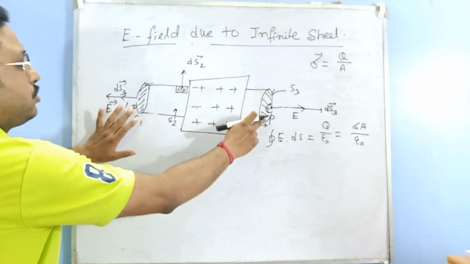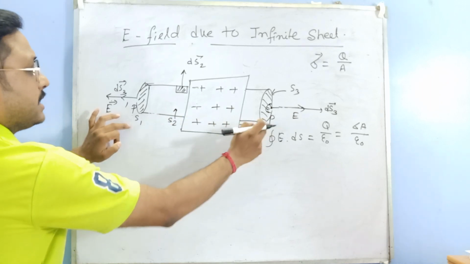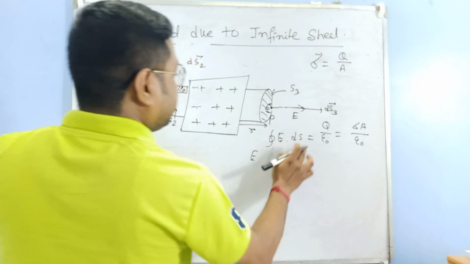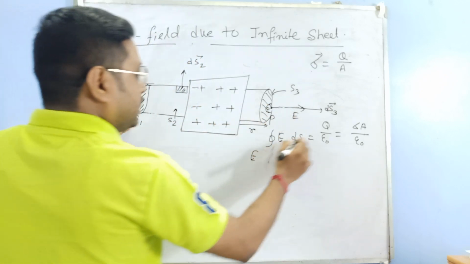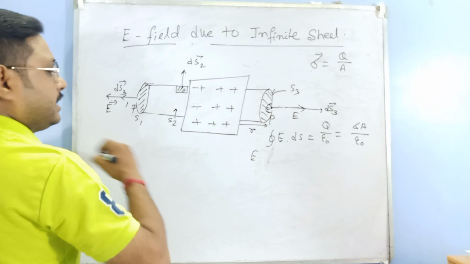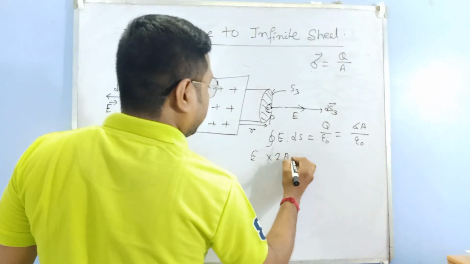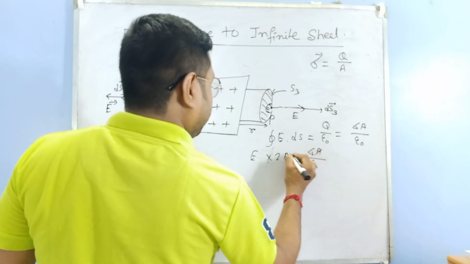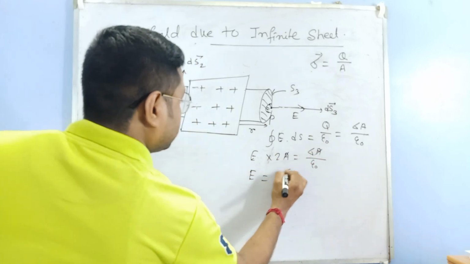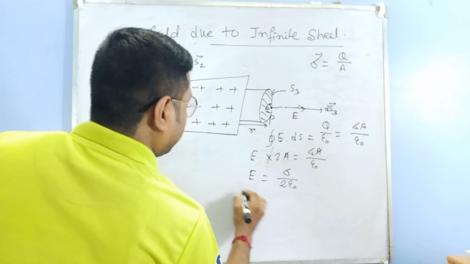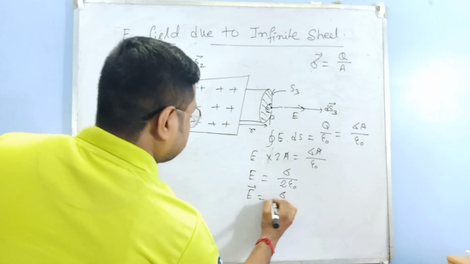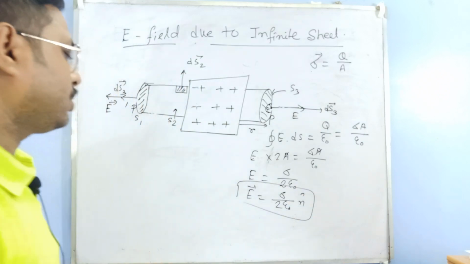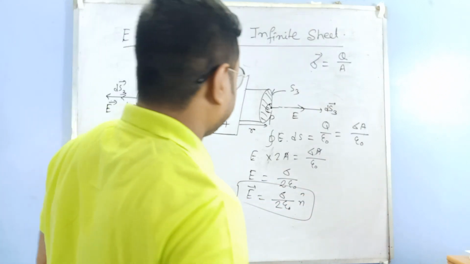Now here we consider two similar surfaces, S1 and S3. So E integral ds means E times the total area, and here this area is A, therefore 2A. E into 2A equal to sigma A divided by epsilon naught. Therefore A cancels, and E must be equal to sigma divided by 2 epsilon naught. In vector notation it is given by sigma divided by 2 epsilon naught n cap. Okay, E equal to sigma by 2 epsilon naught n cap.